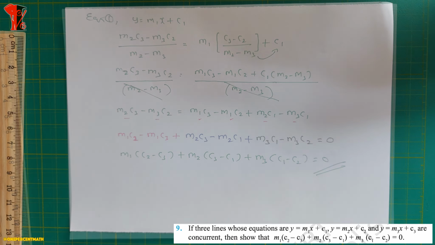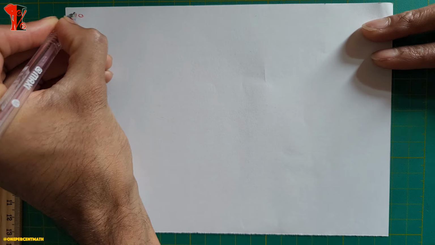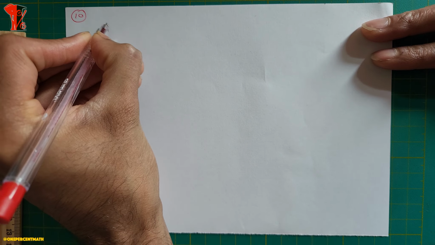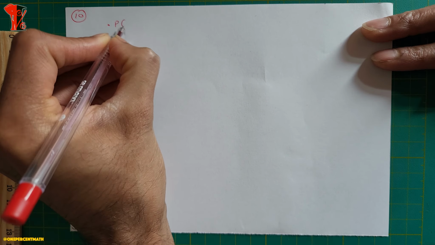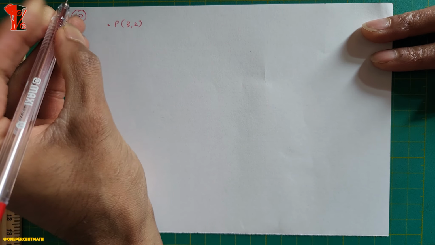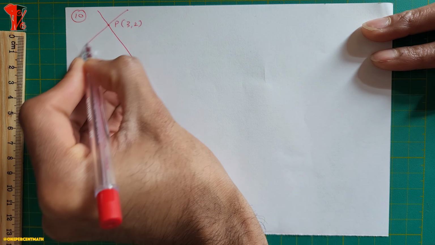Let us work on the 10th question. The 10th question is: find the equation of the lines through the point (3, 2) which make an angle of 45 degrees with the line x minus 2y plus 3. In question number 10, what they want to say is there is one point P, the point P is (3, 2). Through this point there are two lines passing in this way.